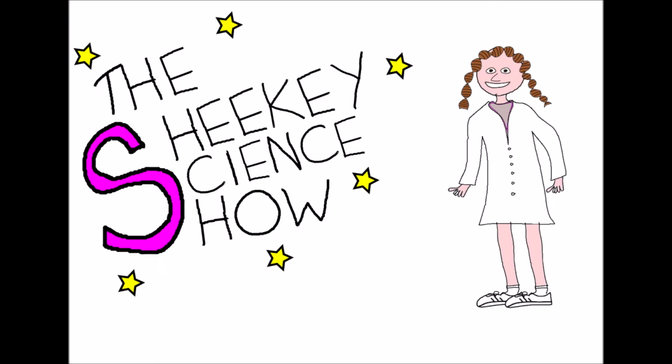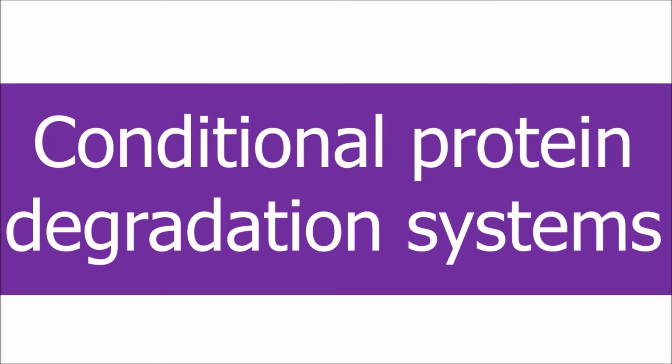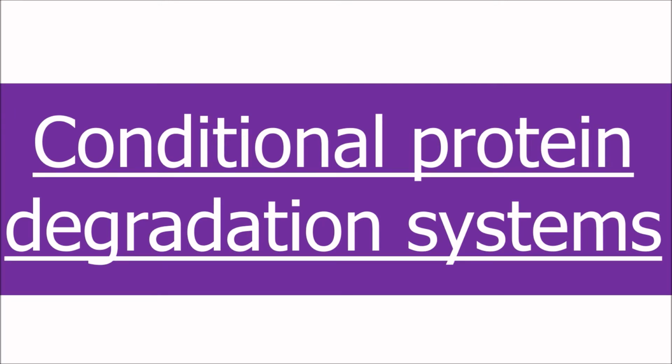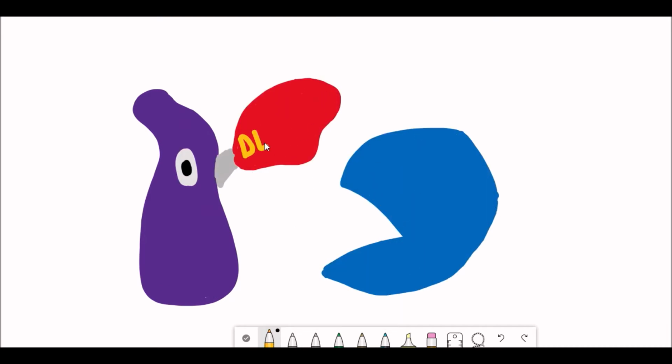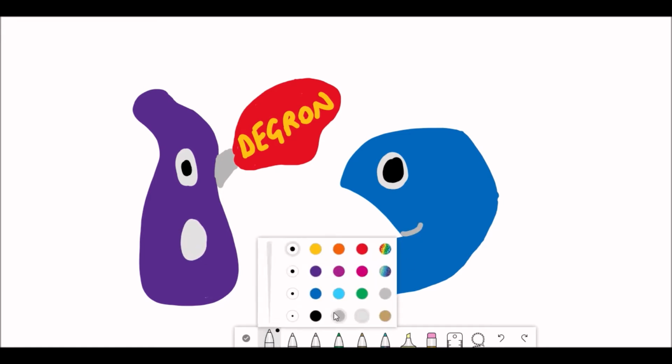In this video, we'll look at conditional protein degradation systems. To give a more long-winded explanation of the title, we're going to look at how proteins can be degraded in a temporally controlled manner, and how the system can be used in experimental setups to help you understand the function of a protein.